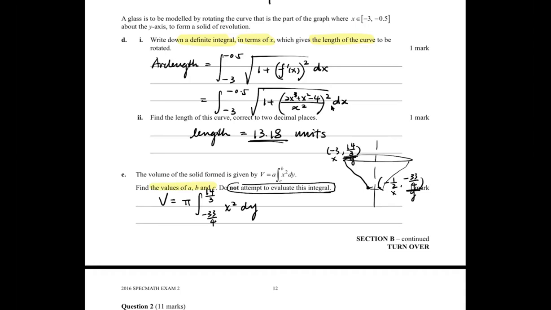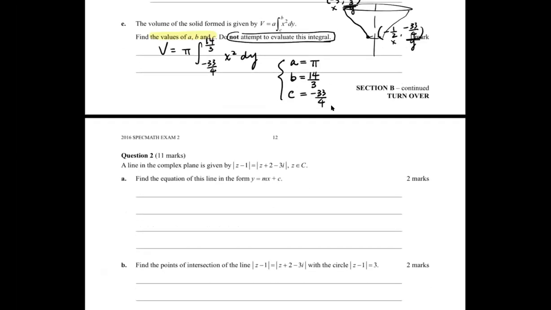So your a value should be pi. B value is the upper terminal, 14 on 3. C value is -33 on 4, okay? And that's it for the very first question. So we are moving on to the next one.